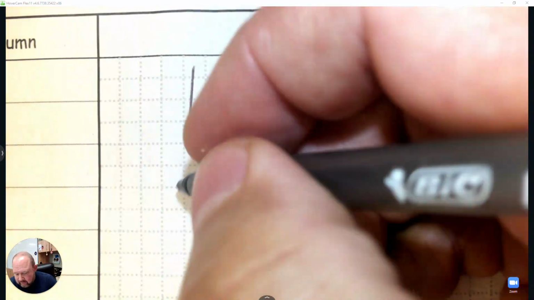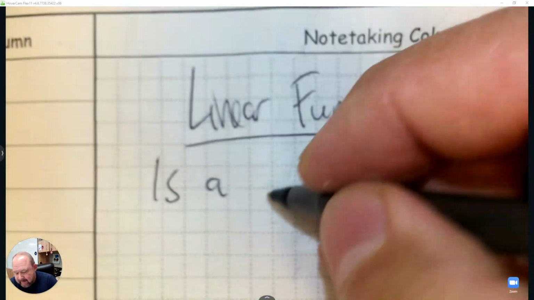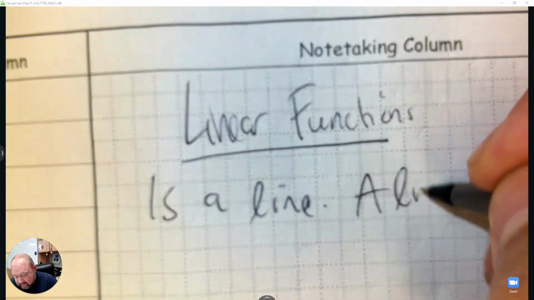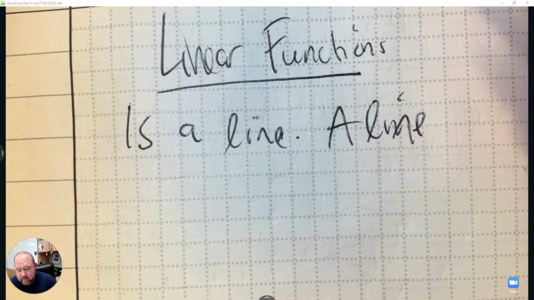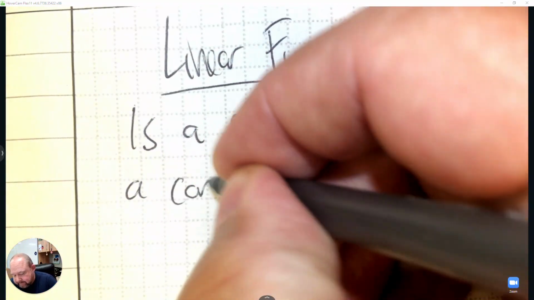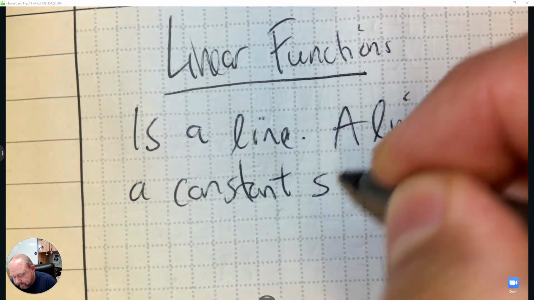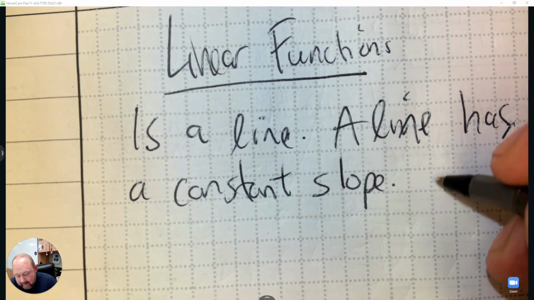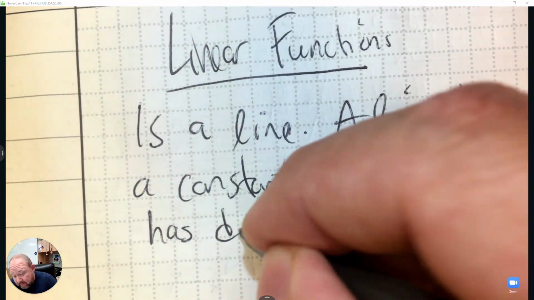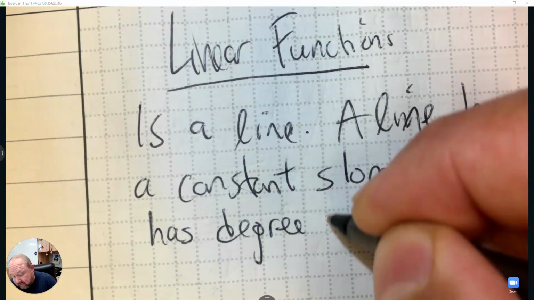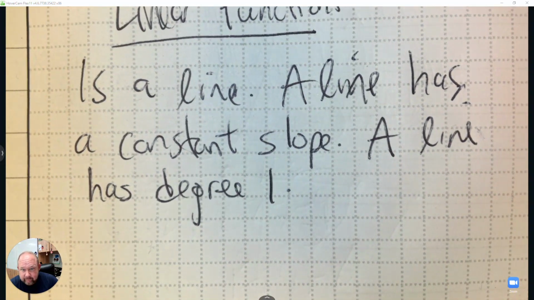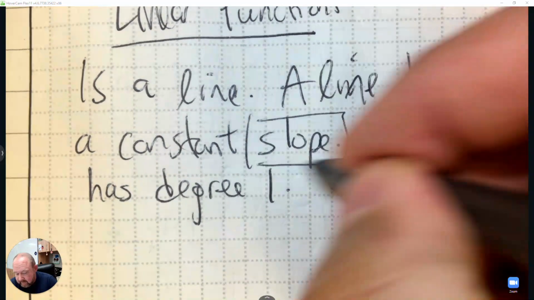A linear function is a line. A line has a constant slope. A line has a degree of 1, which means there's an invisible 1 as the largest exponent in the equation. This is a big one to understand about a line.